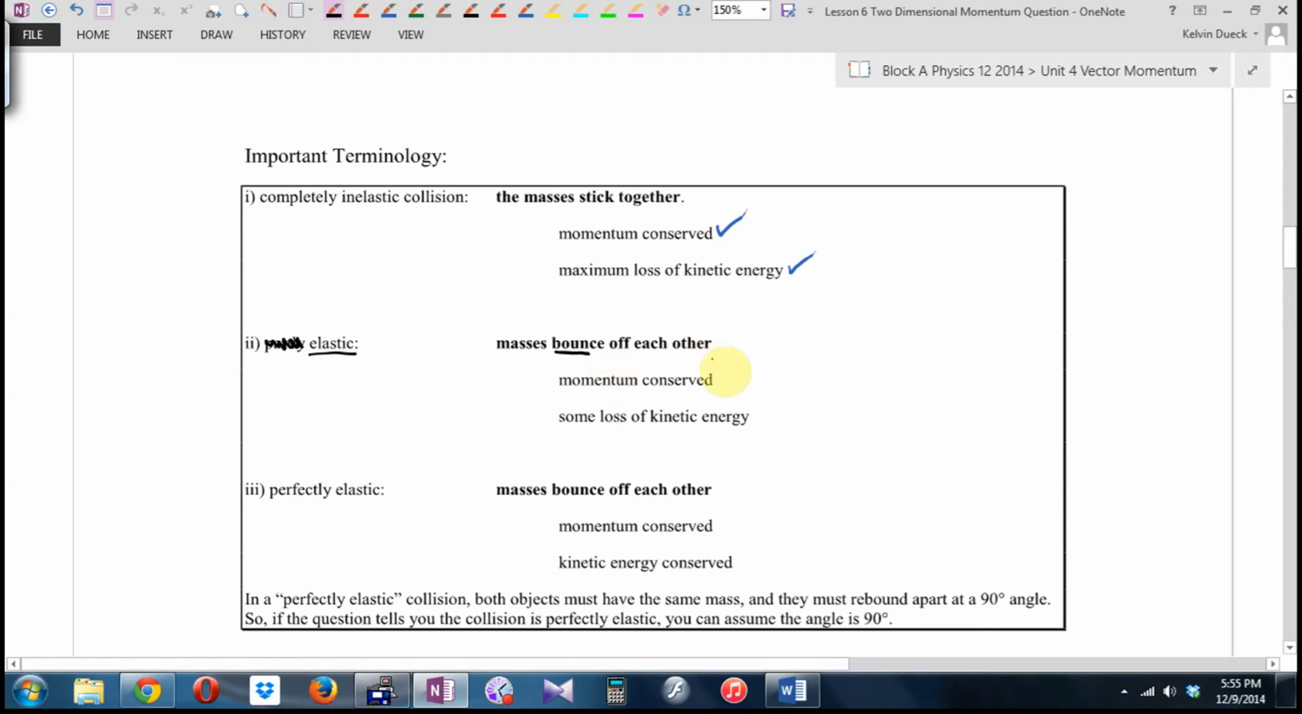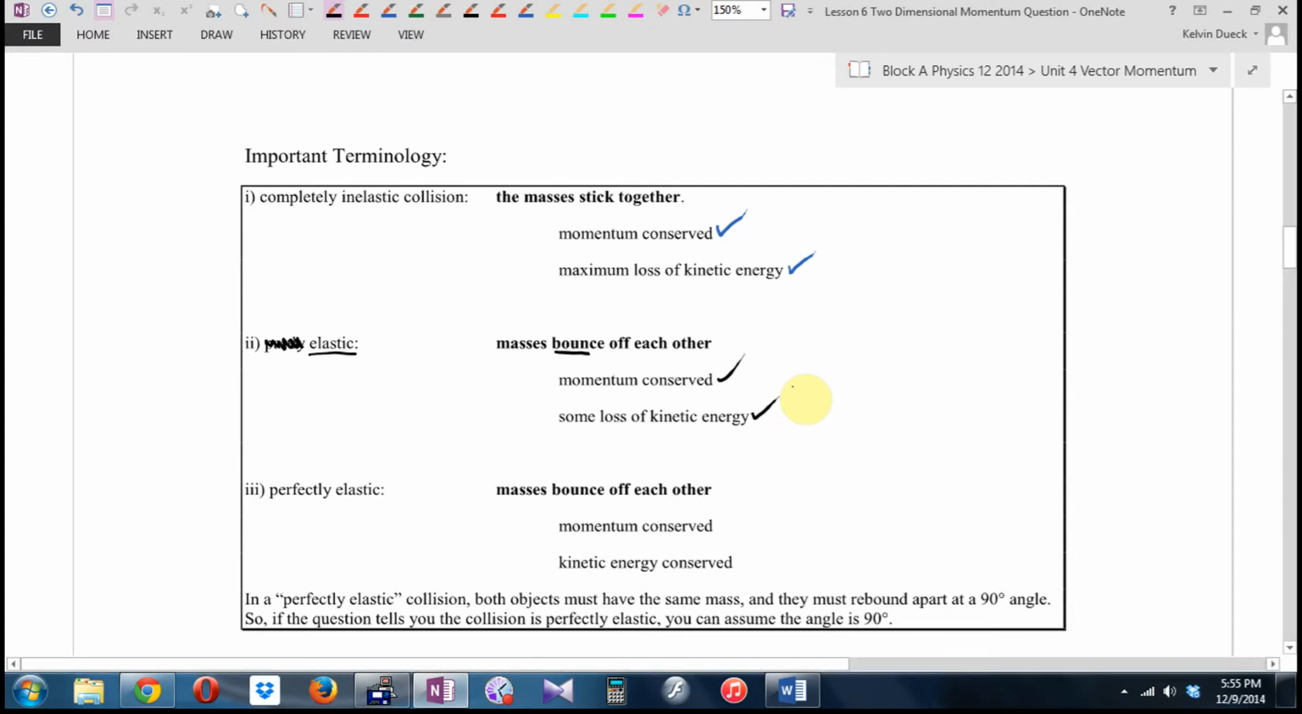And in an elastic collision, momentum is conserved. In fact, you'll notice momentum is always conserved. You lose some kinetic energy when you bounce off of each other, not as much as when you stick together. So there's some loss of kinetic energy. Total energy is still conserved, but some of it turns into heat.